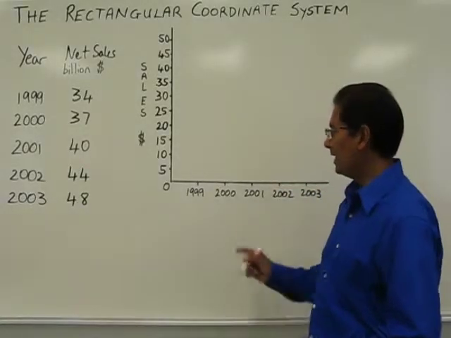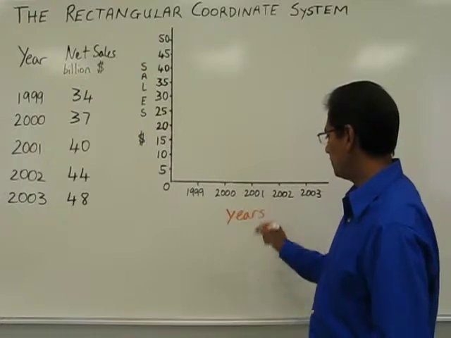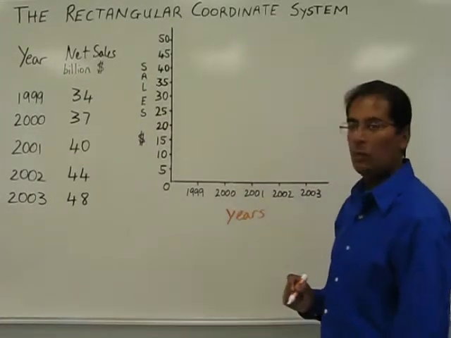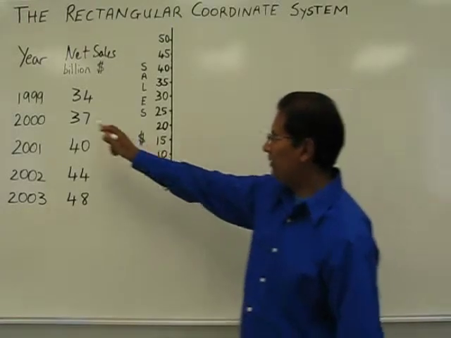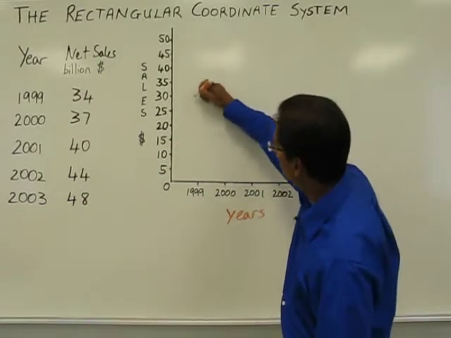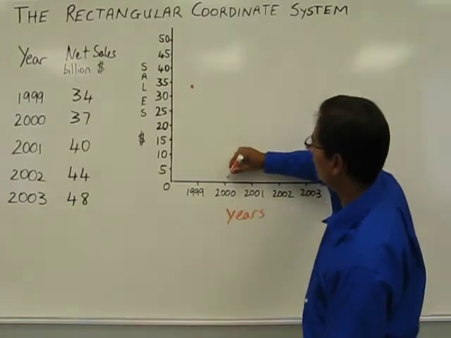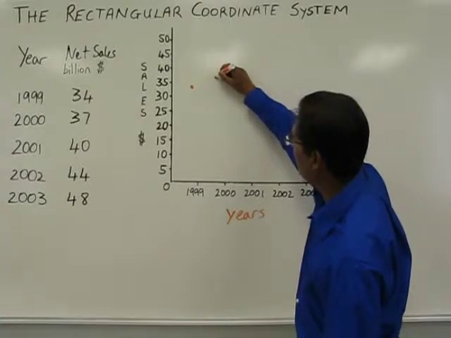So we're going to let the years be on the horizontal x-axis and the sales on the y-axis. The first point is going to be (1999, 34). So here's 1999, and we go up to about 34, which is about here. The next point is 2000 and then 37, about here.